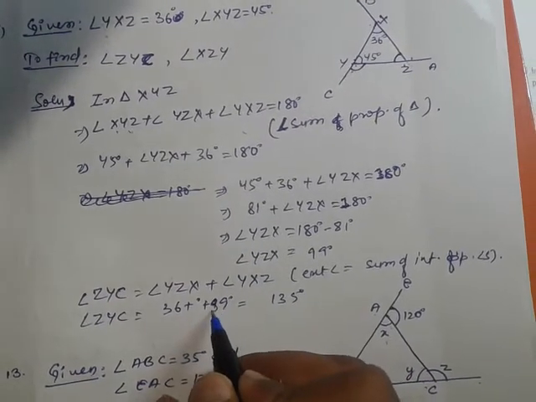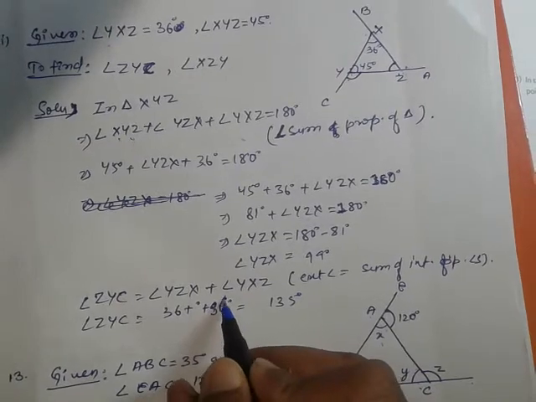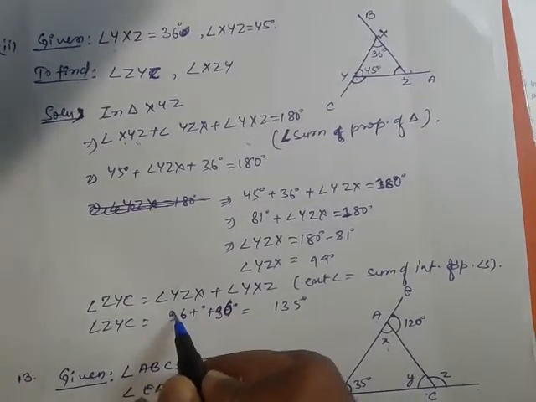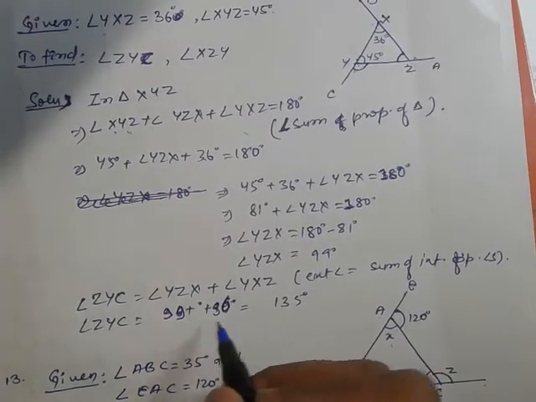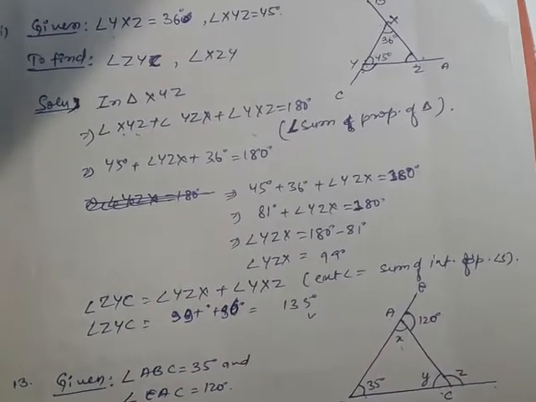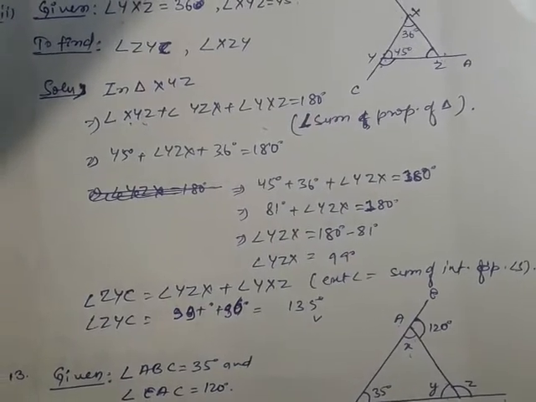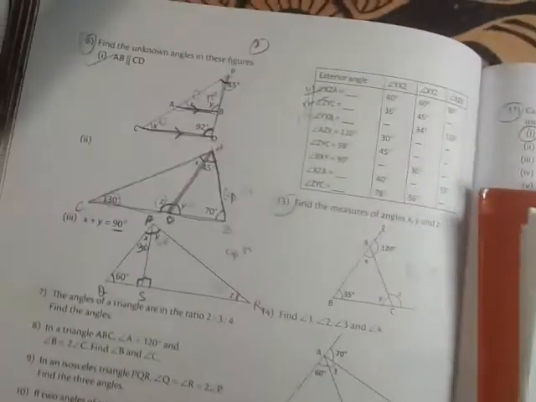Okay, and the right measurement, 36 and this is 99. Okay, when you add this to how much you get? 135. So this is the solution of how to solve this question. Now look at question number 13.